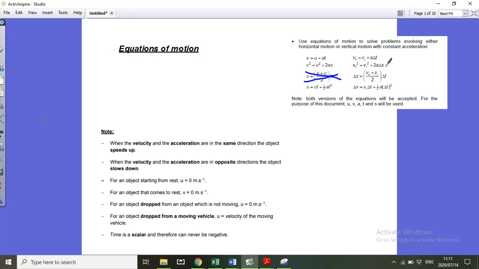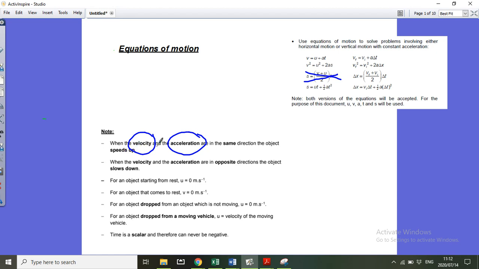These ones I'm not going to use, but they are also on your information sheet and you are allowed to use them if that's what you're comfortable with. These points we went through when you did this in class, but please remember that if the velocity and the acceleration is in the same direction, then the object will be speeding up. So if I'm moving west and I've got a force accelerating me west, it makes logical sense that I'm going to speed up.